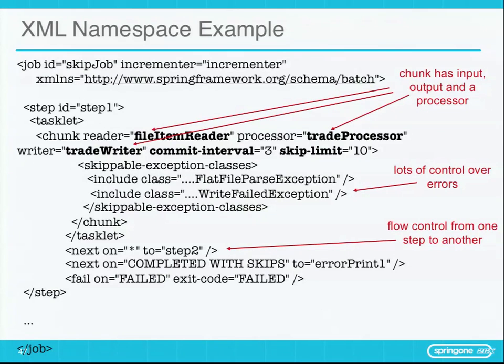You can also see this is that conditional workflow kind of stuff. Down here we have the ability to say, okay, the next step is going to be step 2 by default, unless the actual job itself completed with skips, in which case you should go to the error printer. Or, you should fail completely if the exit code of the step is failed. So a lot of different flexibility there. You don't have to specify all these different things, but you can see you can route these things as you need. Questions on this overly complicated example?